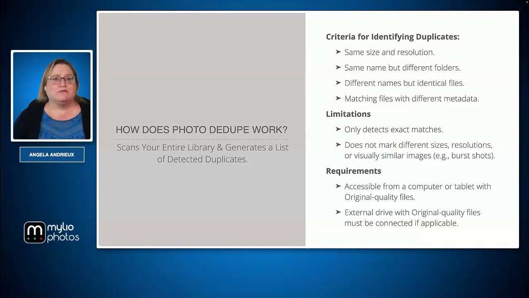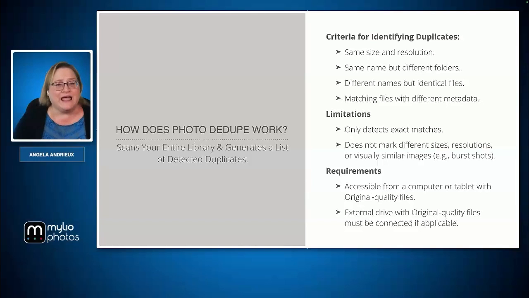Basically what you do is you launch the tool. It goes and scans your entire library and generates a list of all of your duplicates. What it looks for is things that are the same size and resolution, and also the same file type. So if it's two different file types, let's say you have a JPEG and a RAW file, Mylio will not see those as duplicates. So it's got to be the same size, the same resolution, and the same file type.